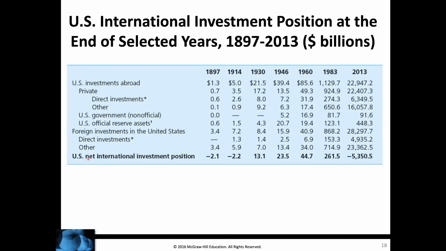So the U.S. net international investment position is the difference between these two. Here's our investment abroad, the U.S. investment abroad, and here is foreign investment in the United States. So more money has come into the U.S. through investment than has gone out. And so the net position is a negative amount of negative $5.3 trillion.